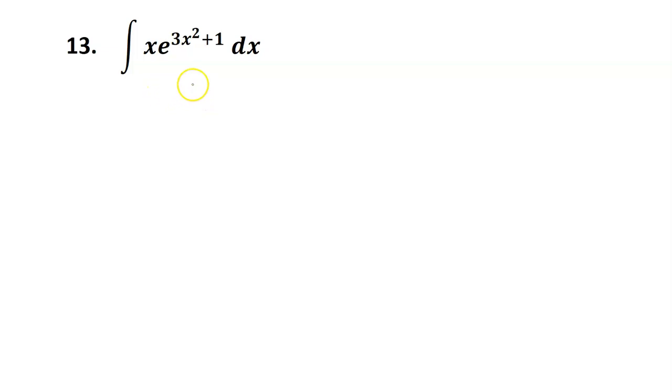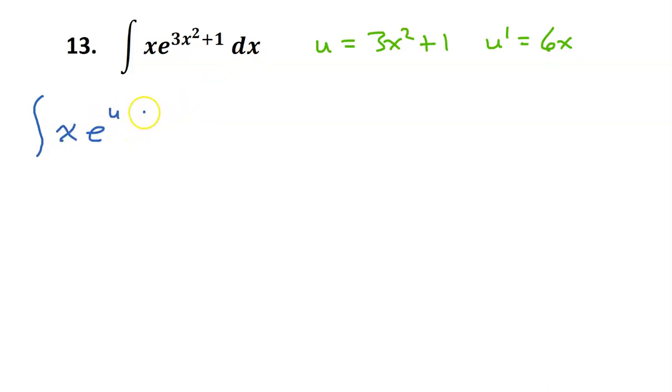All right, more u substitution. Let's let u equal the entire exponent. So u will equal 3x squared plus 1. That means that u prime will equal 6x. Let's do the substitution. So we have the integral of x e to the u. Instead of dx, we will write du over u prime, which is 6x.